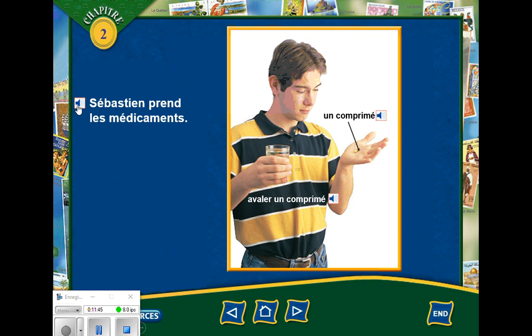Sébastien prend les médicaments. Here's the verb prendre. You remember prendre, to take. We use it for different things, talking about food. So Sebastian takes the medicine is what you want to write there. Sebastian takes the medicine.